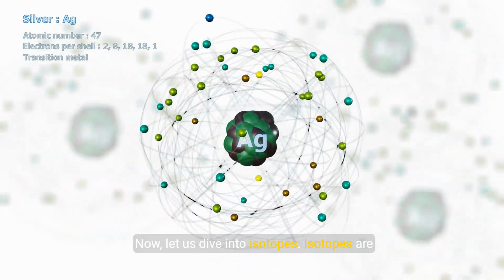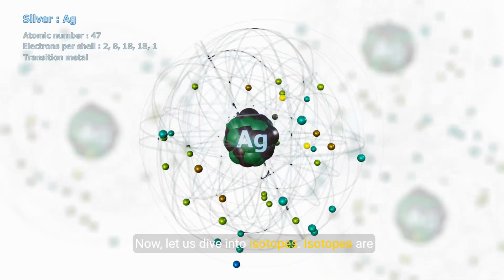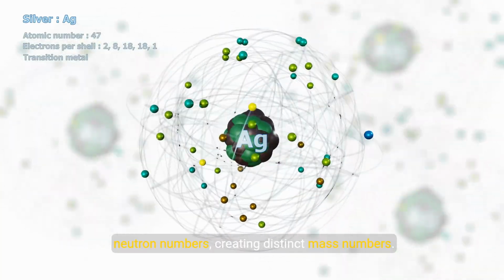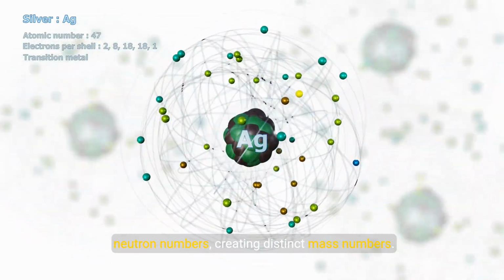Now, let us dive into isotopes. Isotopes are variants of a chemical element that share identical proton counts but differ in their neutron numbers, creating distinct mass numbers.